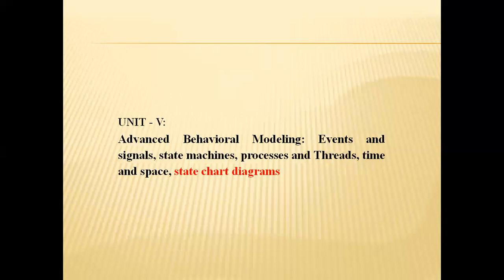The state of the system is whether it is in processing or in verification, and it is represented by different behavior, and time and space. Time and space means which action is performed first, which event is performed first, and which action is performed next. It is represented by the state chart diagram. In total, in the fifth unit you represent advanced behavior modeling. In advanced behavior modeling you represent one diagram: the state chart diagram.